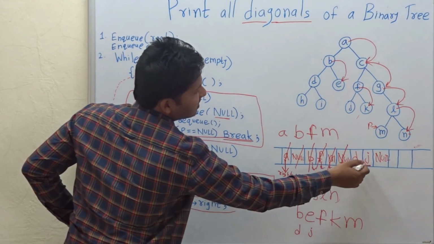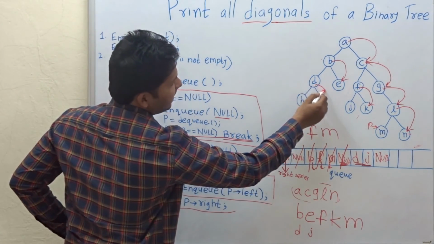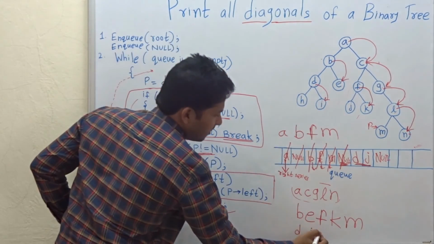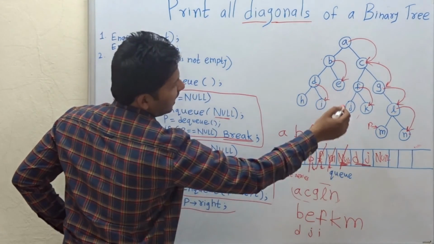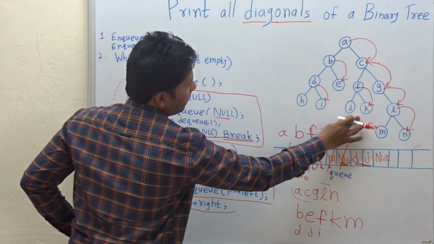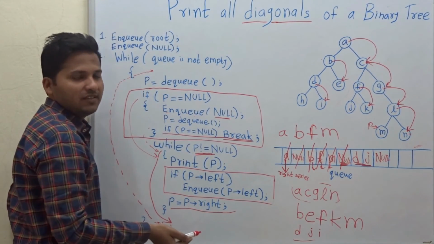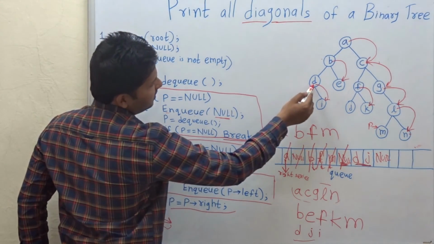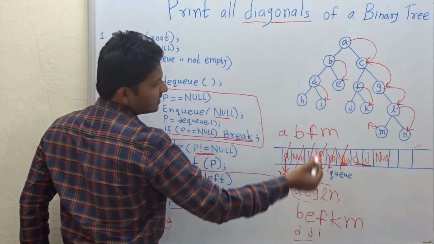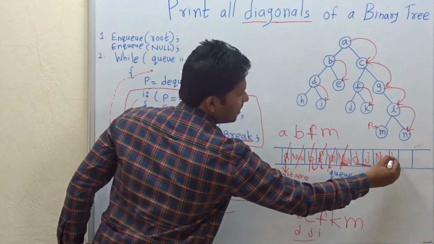and what is the right series of D, J? D's right series is I and J's right series is null. So this is your third diagonal. This simple it is. And whether D has left child? Yes, it has. So just enqueue that left child.